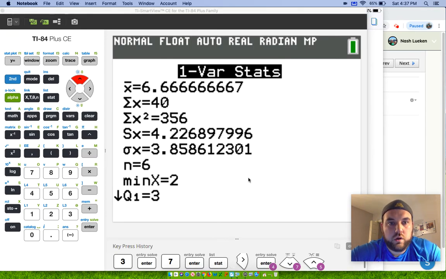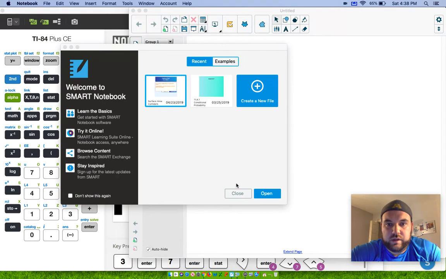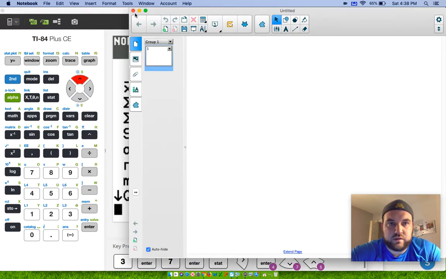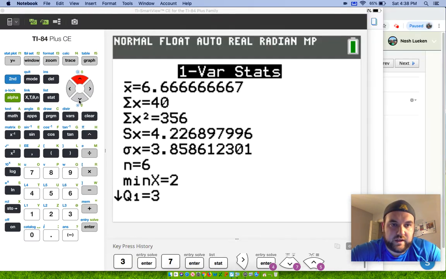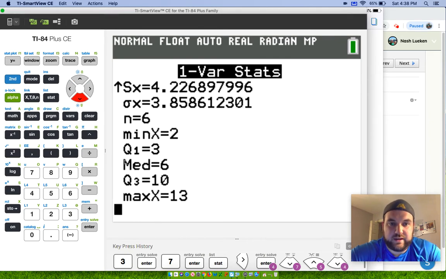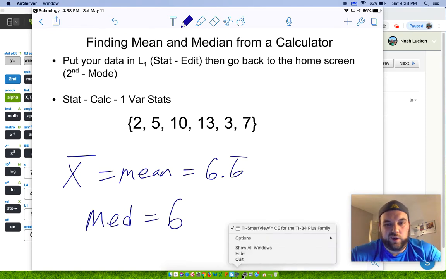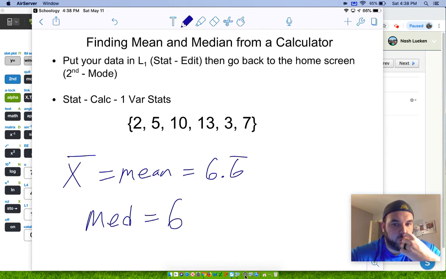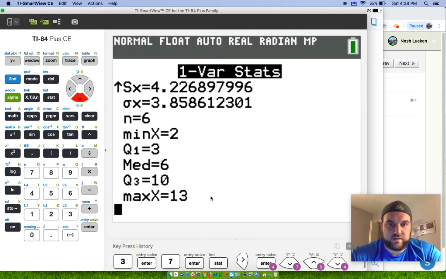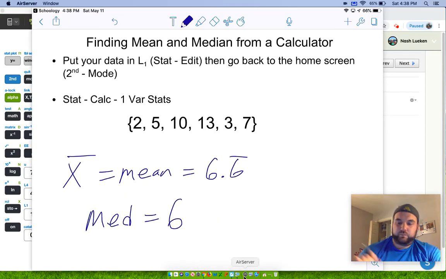Close this out. And then the other one that I care about is the median. If I keep scrolling down here, MED tells me the median of the data set. So the median is 6. Again, the mean and the median generally tend to be pretty close to one another. So that's how we use the calculator to tell us those things. Most of all this other information is pretty prevalent and important, and we're going to talk about the rest of the stuff and what it means in just a little bit.